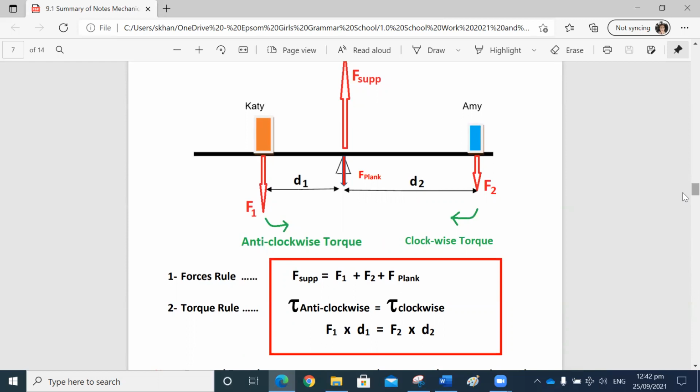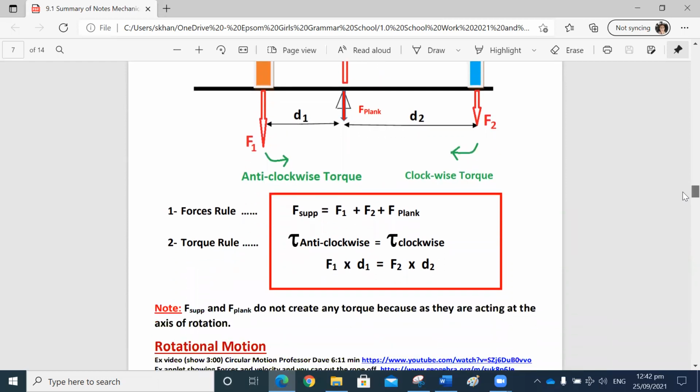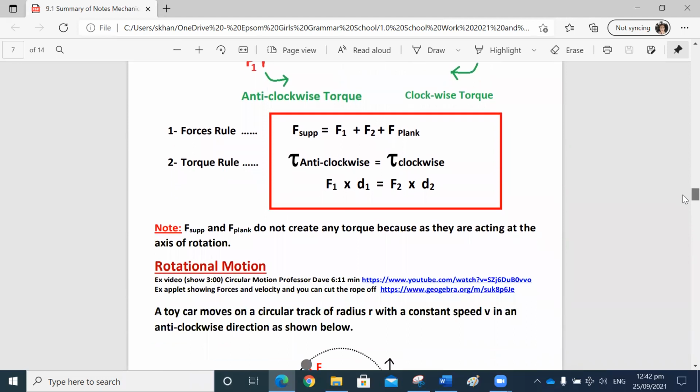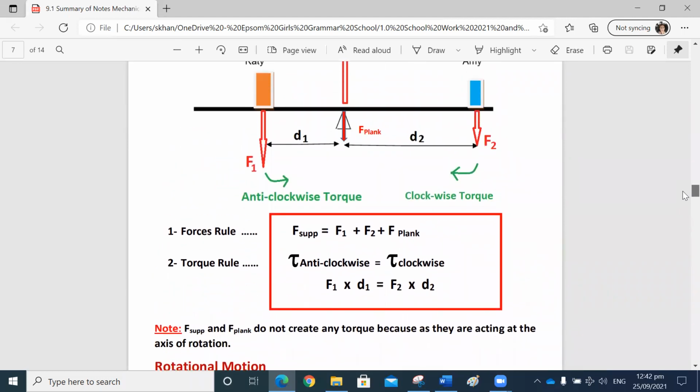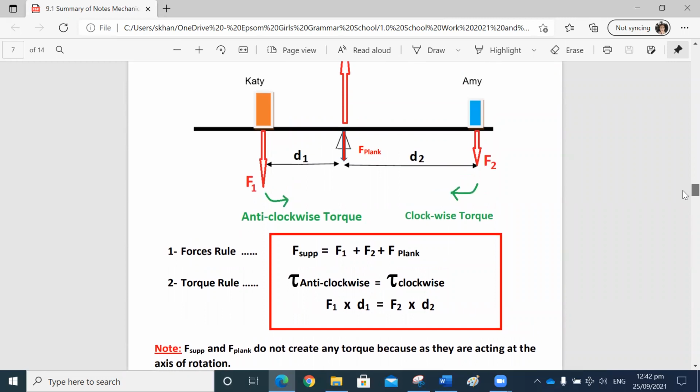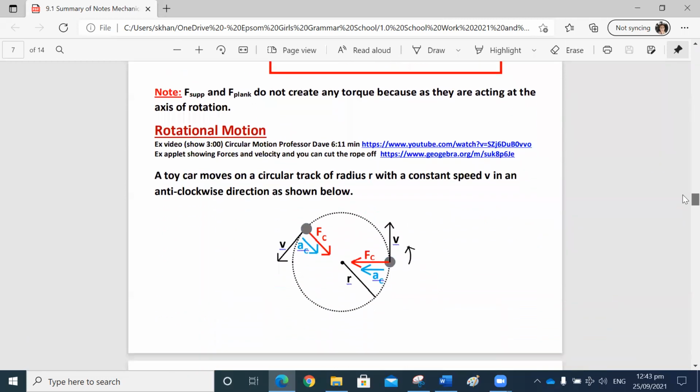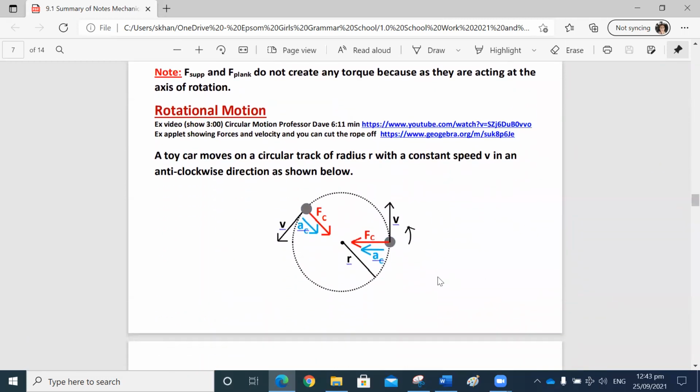And using these principles, we can find out the forces or distances where an object should be sitting to balance the levers. In this example, Katie had a bigger mass, so therefore she was sitting closer to the pivot to balance Amy, who had a smaller mass. Now, next thing we will look at is rotational motion.